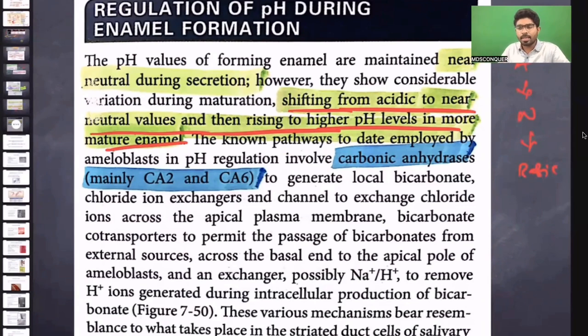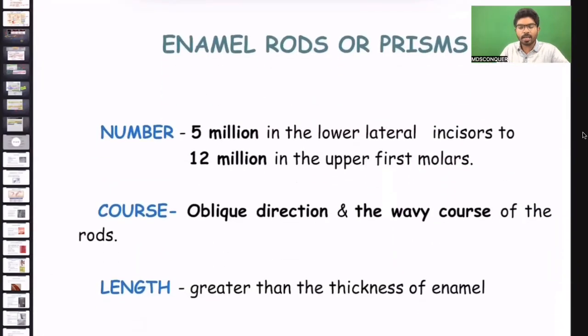And we know that the pH is going to be controlled by an agent called buffering capacity. So the buffering capacity during the pH regulation is maintained by carbonic anhydrase. And which types of carbonic anhydrase? Very important. That is CA2 and CA6. Carbonic anhydrase 2 and carbonic anhydrase 6 are the main regulators of pH during the formation of enamel. Okay, clear guys?